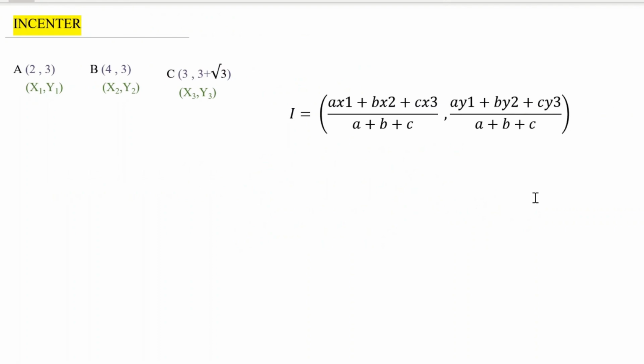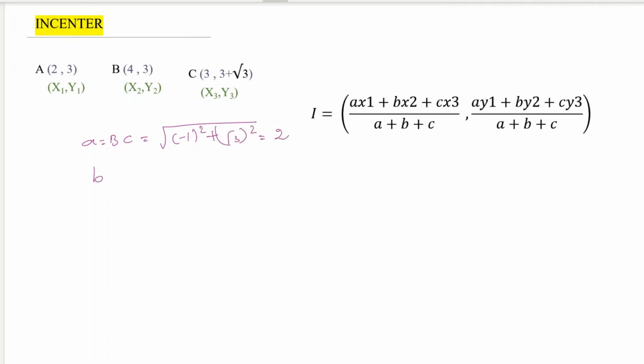For incenter, we also have a formula. a, b, c here represent the lengths of the sides. We'll try to find these values first. For a, that is nothing but the side BC. It's root of (x3 minus x2) whole square, 3 minus 4 is minus 1, whole square, plus (y3 minus y2), that gives root 3 whole square.